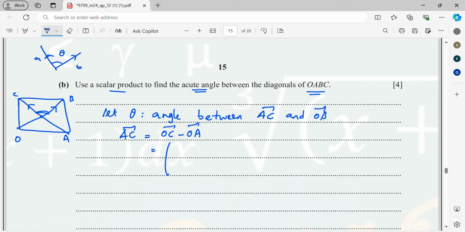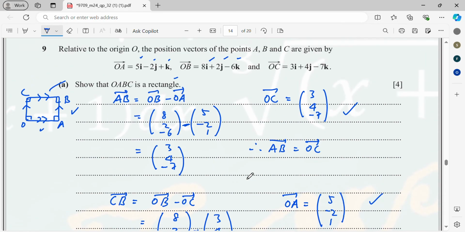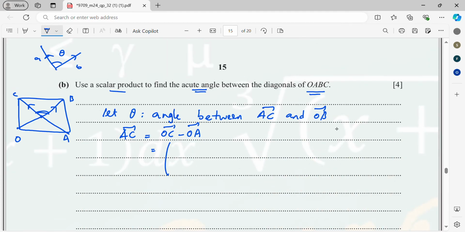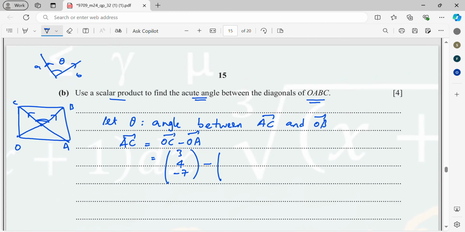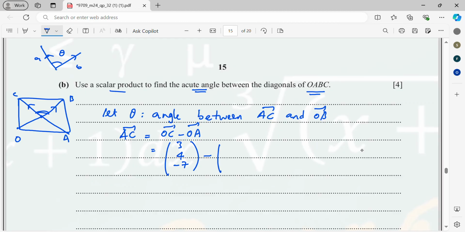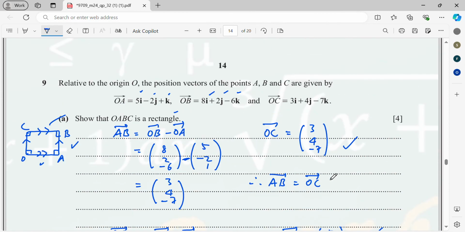So now here, vector OC is 3, 4, minus 7, minus OA. The OA is 5, minus 2, 1. Then you will be getting minus 2, 6, minus 8. And now I need to find OB. OB is given, just need to rewrite. So OB is 8, 2, minus 6.